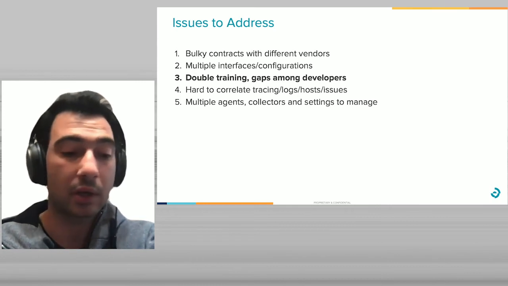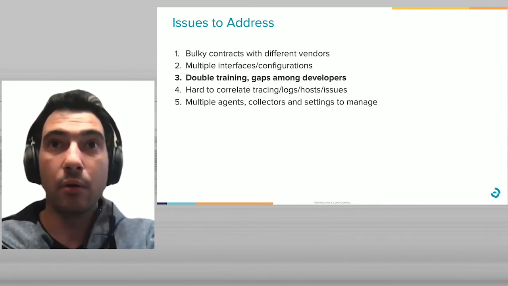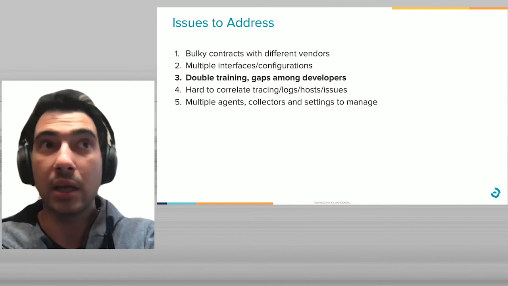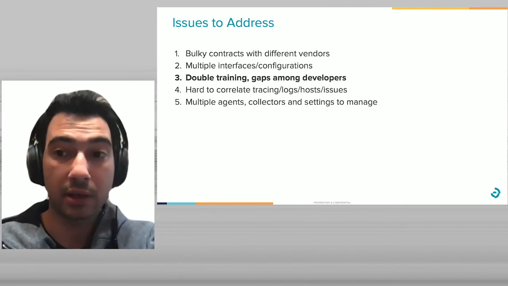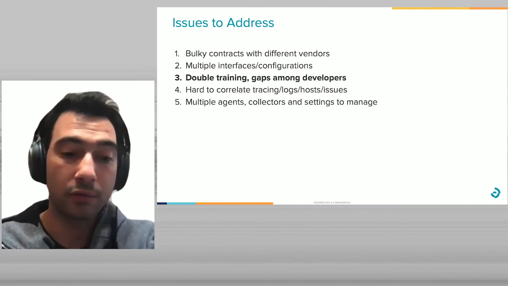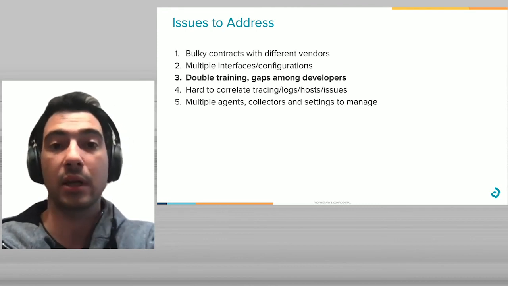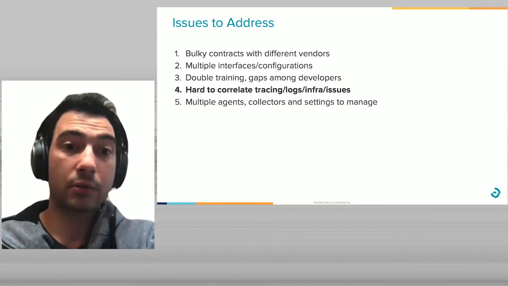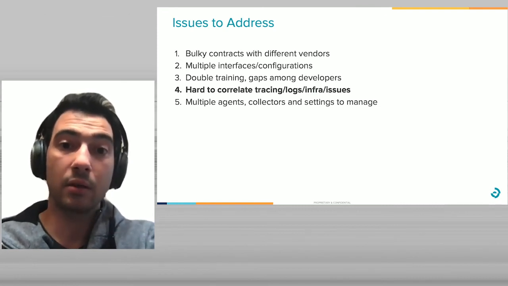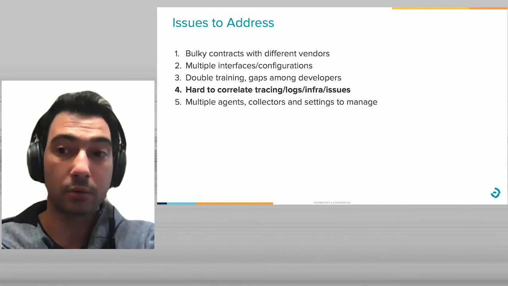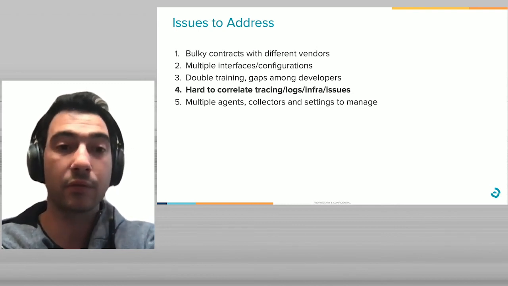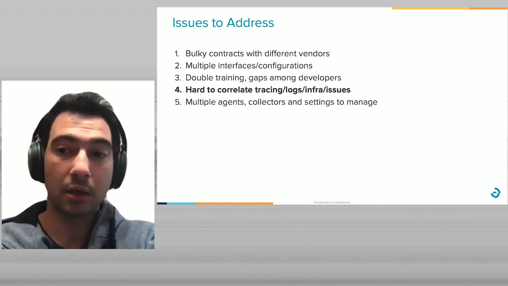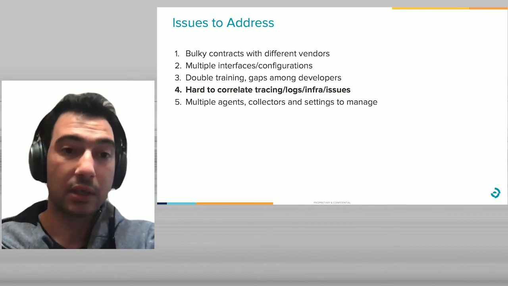We had gaps. Maybe a developer knew how to do tracing, but had no idea how to check on the infrastructure itself, or had no idea where to look for monitoring events and stuff like that. Quite hard for them. It was also hard to correlate tracing, logs, infrastructure, and issues in general. Doing troubleshooting was hard because we were jumping along with different vendors, different interfaces, different configurations. Not a good thing among the developers.